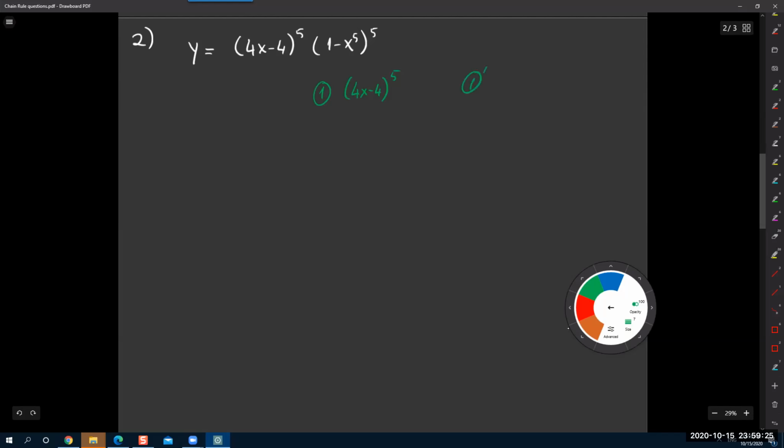What's the first one's derivative? It's going to be 5 comes in front, decrease the exponent by 1, times the derivative of the inside, which is 4. So if you simplify that, that's going to be 20 times 4x minus 4 to the 4th power. The second one is 1 minus x to the 5th power, and its derivative is 5 comes in front, times negative 1, so negative 5x to the 4th.